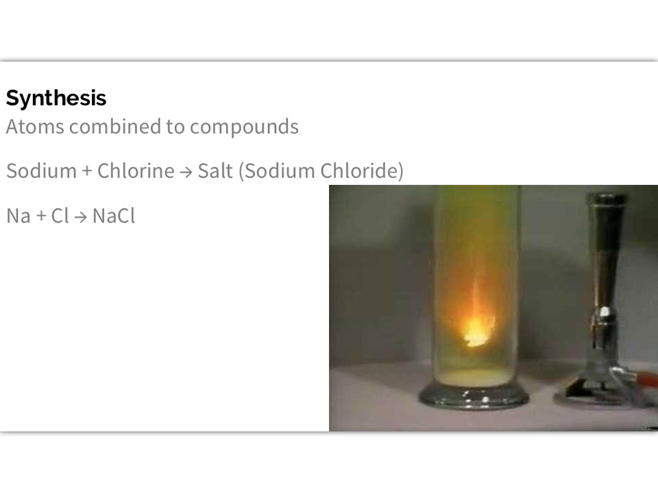So with synthesis, we have atoms that are combining to make more complicated compounds. This is an example of pure sodium, which is a soft metal, being combined with chlorine, which is a green poisonous gas. And when they go through this reaction, they make sodium chloride, known to you and me as regular good old table salt.